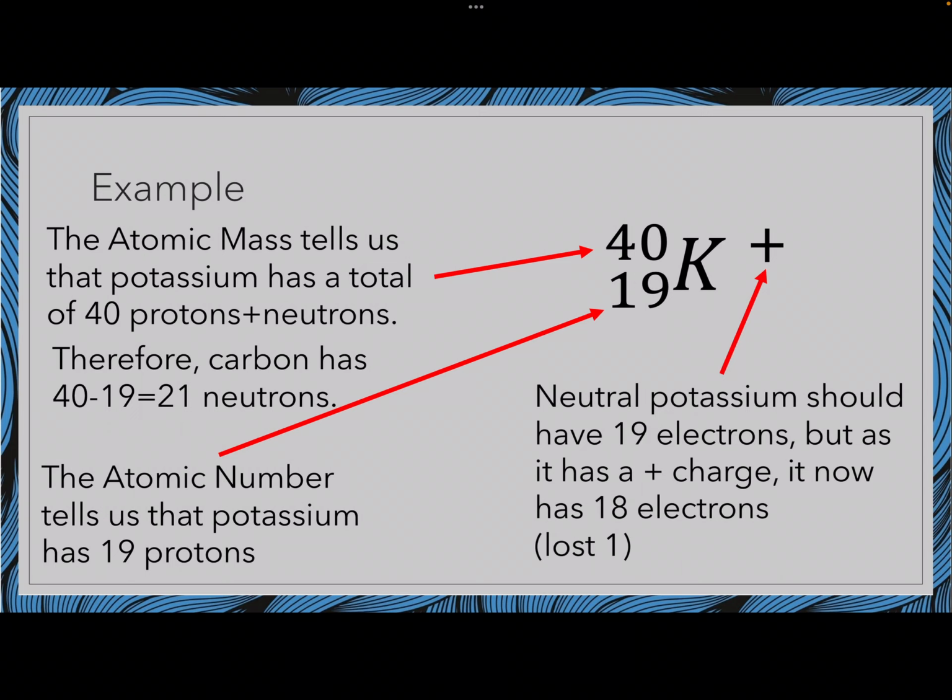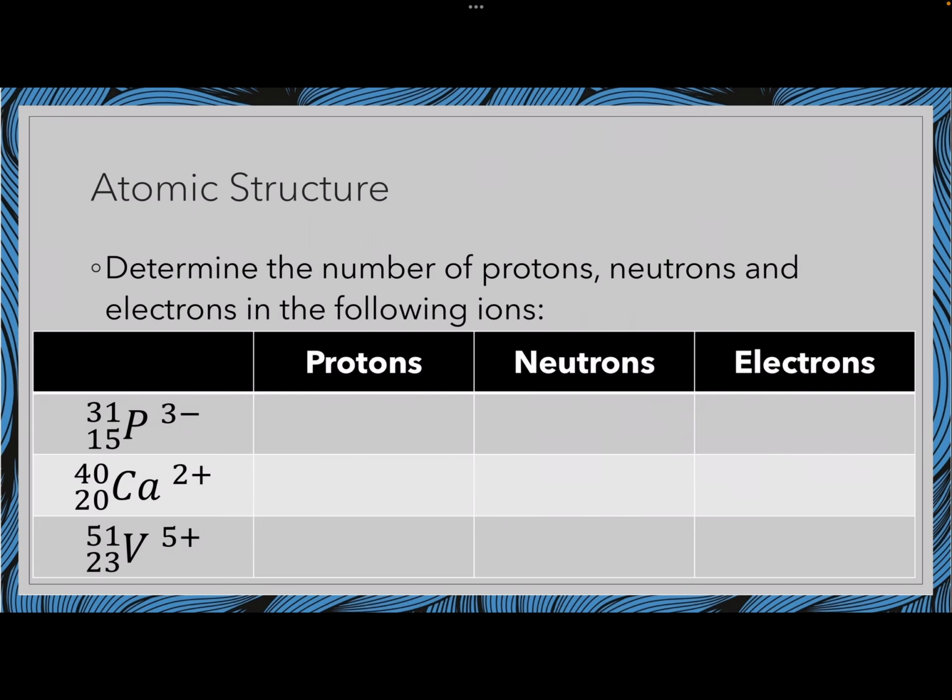Using that method, have a go at these. Here are 3 different ions: phosphorus 3-, calcium 2+, and vanadium 5+. Just using the information provided there, determine the number of protons, neutrons, and electrons. Pause the video, have a go at that, and then we'll come back in a sec.